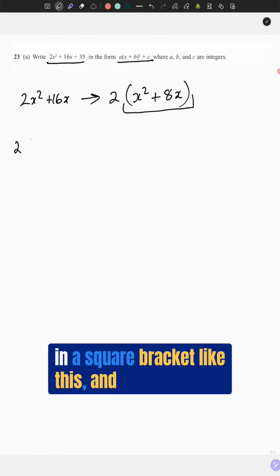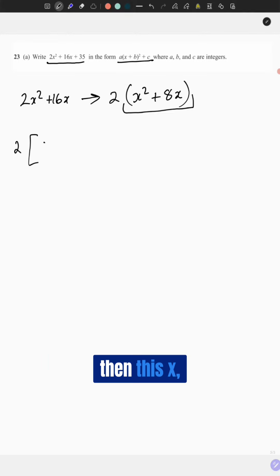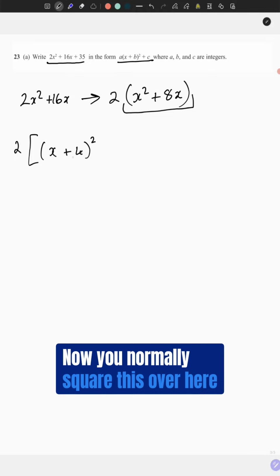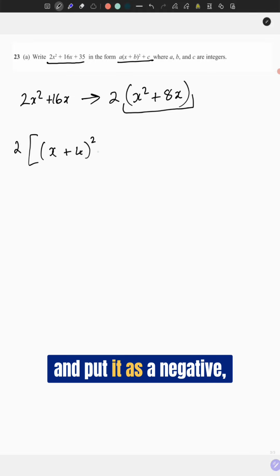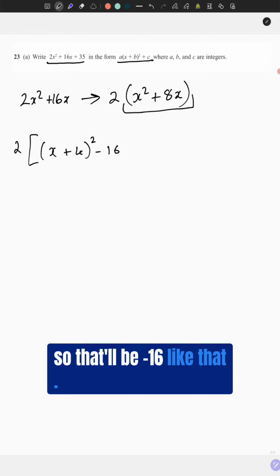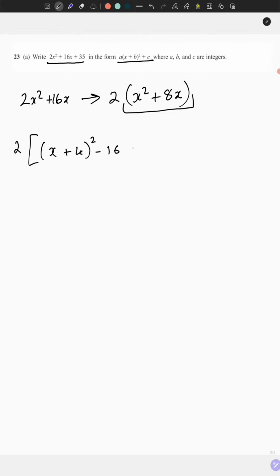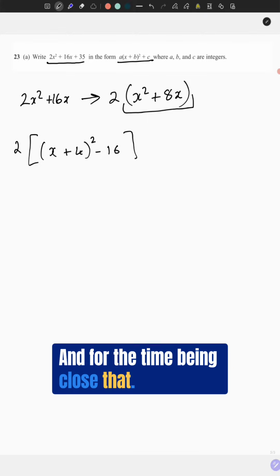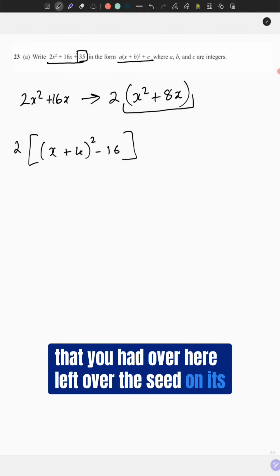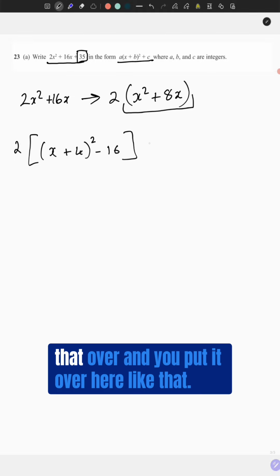Okay, so if you remember how to complete the square, we're going to have 2. Now we're going to do this in a square bracket like this, and then it's x, half of that, which is plus 4 squared. Now you normally square this over here and put it as a negative. So 4 squared is 16, so that'll be minus 16, like that. Okay, and for the time being, close that. And now the number that you had left over, the c, on its own, you bring that over and put it over here like that.